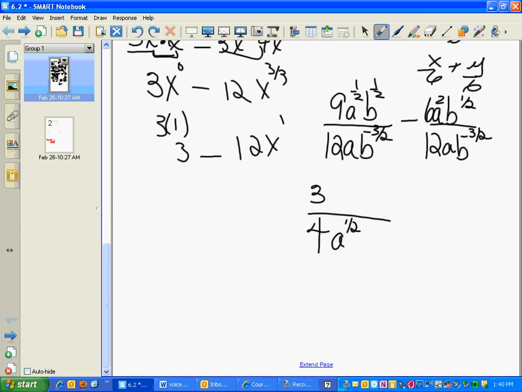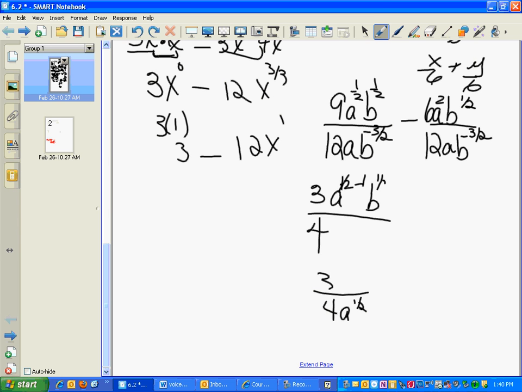Are you with me? But wouldn't you, since the one on the bottom is a to the first, and the one on top is a to the 1/2, a to the 1/2 minus 1, wouldn't you subtract the top one from the bottom one? Yep. Right. I subtract the top one from the bottom one. And it's still a positive 1/2. No, this is negative 1/2, but it drops down and becomes positive when we flip it down here. You with me? Okay. B, what is my B going to be?